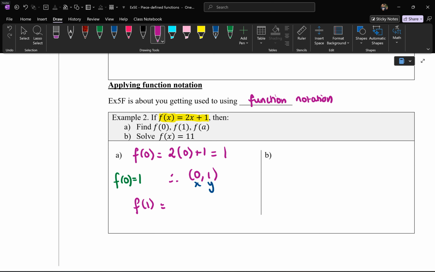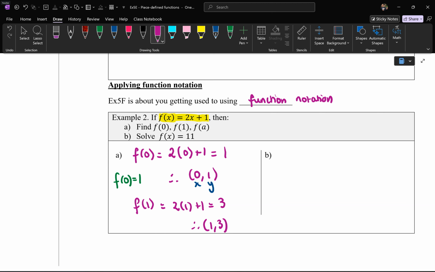X equals 1. So in this equation, what if x equals 1? In this case, it'd be 2 times 1 plus 1, which ends up being 3. But what does that mean? That literally just tells you that when x was 1, you figured out y was 3.